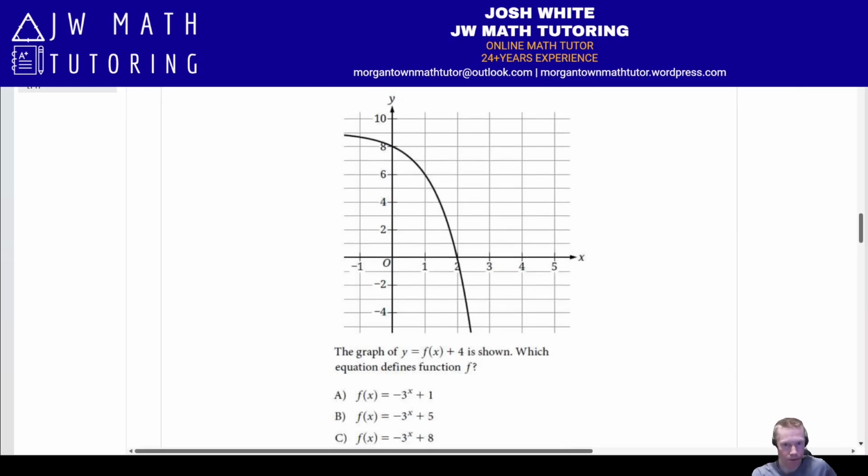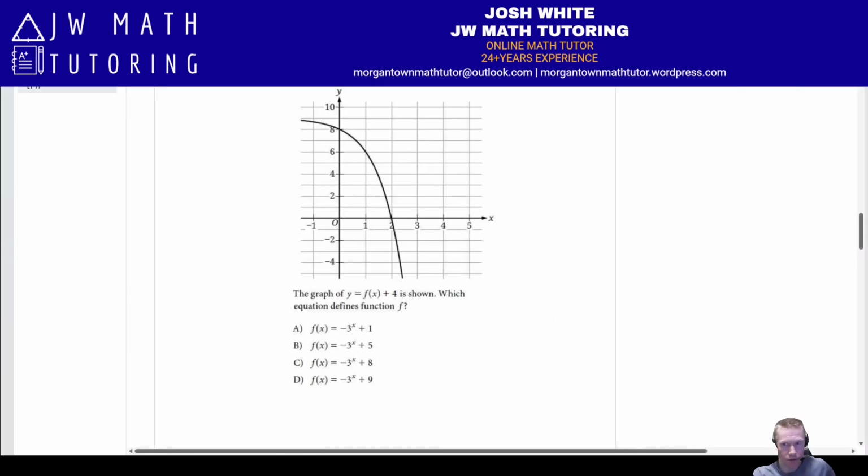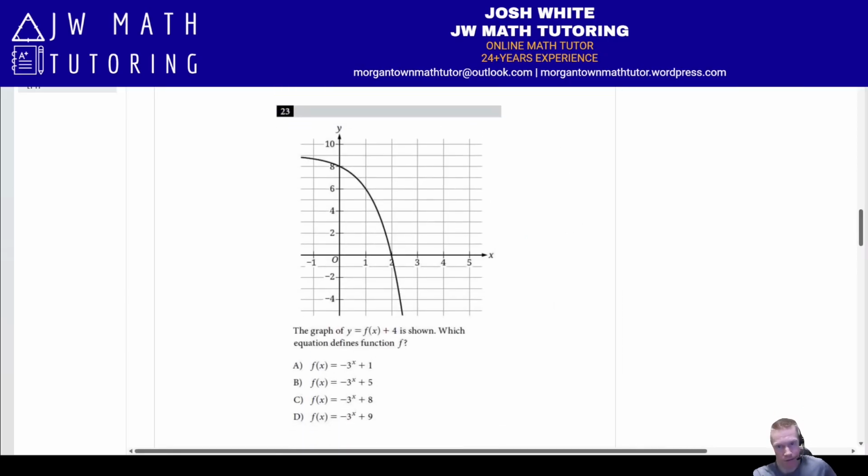Okay, next up, I'm going to have to zoom out to get all the answer choices on here. Number 23 from Module 1. Here you have a graph of a function that has been shifted up 4 units. What is the equation of the function itself?